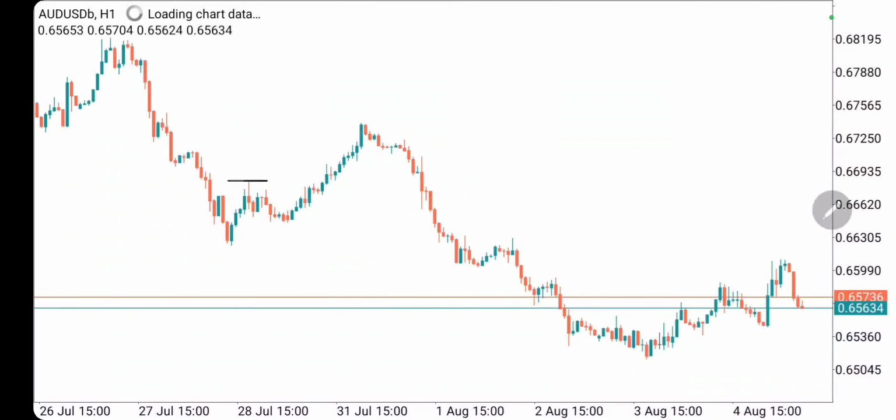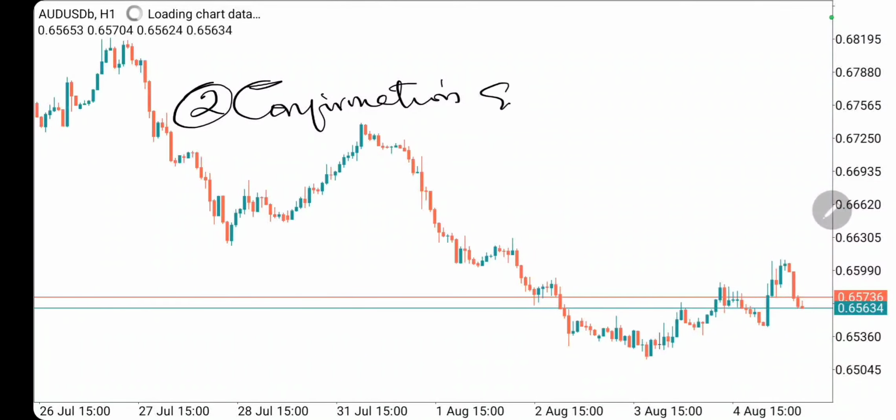So the second way of entering a supply and demand zone trade is called the confirmation entry method. All right, it's called the confirmation entry method. So what does the confirmation entry method imply?